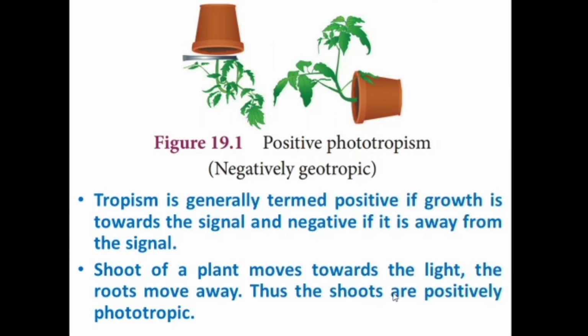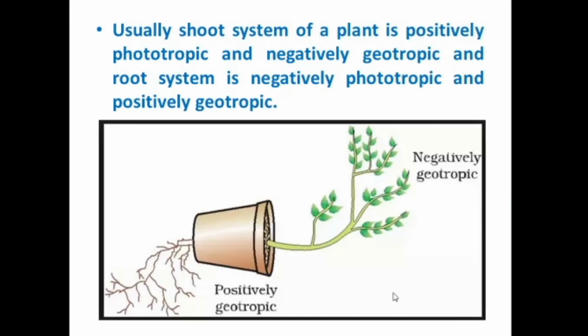Tropism is generally termed positive if the growth is towards the signal and negative if it is away from the signal. So the positivity and negativity is based on the growth. The shoot of a plant moves towards the light, the roots move away. Thus the shoots are positively phototropic and the roots are negatively phototropic. Usually the shoot system of a plant is positively phototropic.